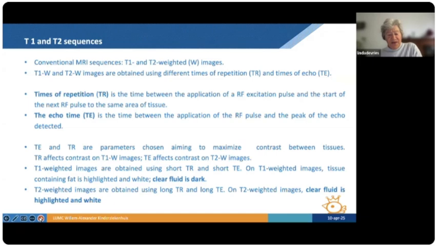So the TE and the TR need to be specifically aimed at the neonatal brain. So if you're using adult sequences, you're not going to get any decent pictures to look at. And the TR affects the contrast on the T1 weighted images and the TE on the T2 weighted images. But the only thing you really have to remember is that when you're looking at the T1, you will see that the CSF is dark. And if you look at the T2, the CSF is highlighted, so white.